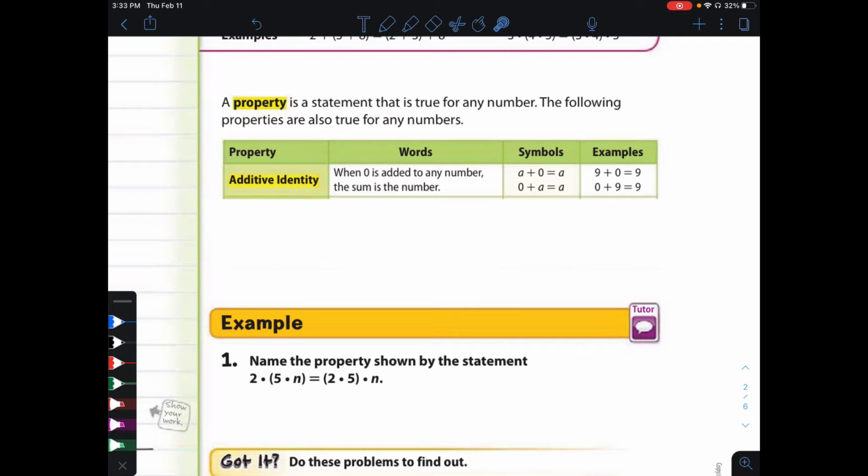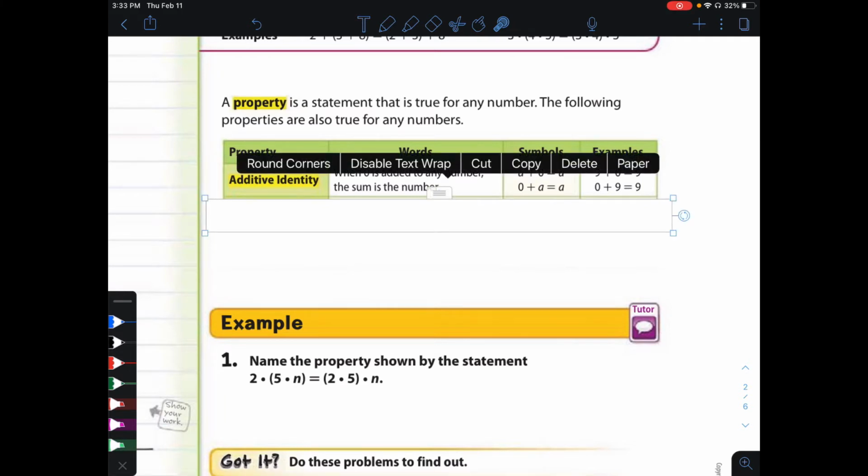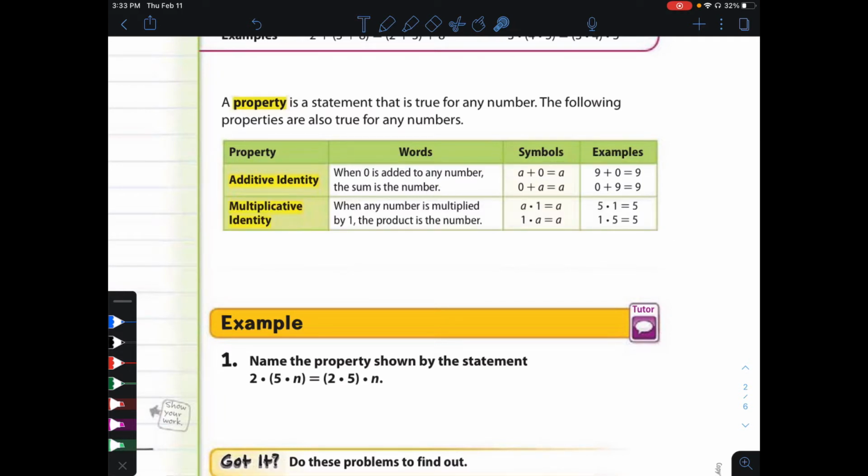Okay, the next property related to additive identity is the multiplicative identity. When any number is multiplied by 1, the product is the number. Again, it keeps the identity, but this time in multiplication. So the multiplicative identity simply tells us that anything multiplied by 1 will always be the same number. The number will keep its identity. 5 times 1 is 5, 1 times 5 is 5. Those are the examples.